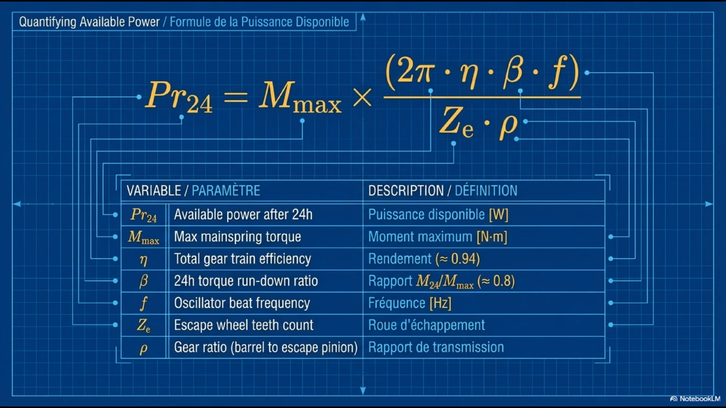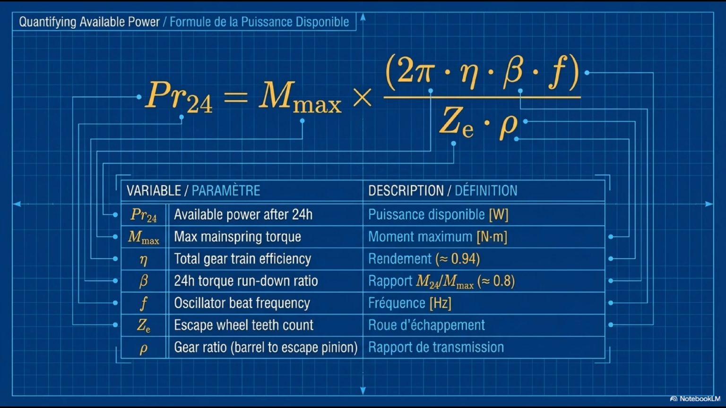F, oscillator beat frequency in Hertz. A watch at 28,800 VPH has F equals 4 Hz. A watch at 18,000 VPH has F equals 2.5 Hz. ZE, number of teeth on the escape wheel. More teeth means fewer rotations per second for a given frequency, distributing power across more tooth advances.